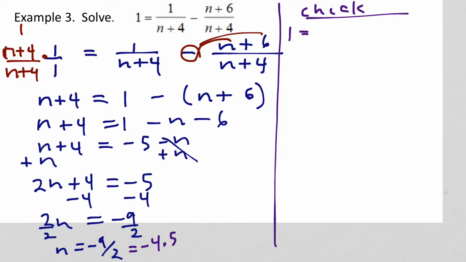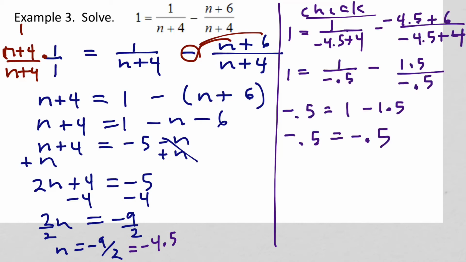So I need to have a 1. So 1 over negative 4.5 plus 4. And then n plus... So I went ahead and wrote all that out just to save some time. But what you do is you just substitute it in there, and you could use a calculator if you needed to. I didn't, but I found that negative 0.5 is equal to negative 0.5 by plugging in my answer here. So I would say yes, good. This is my solution. n is equal to negative 9 over 2.